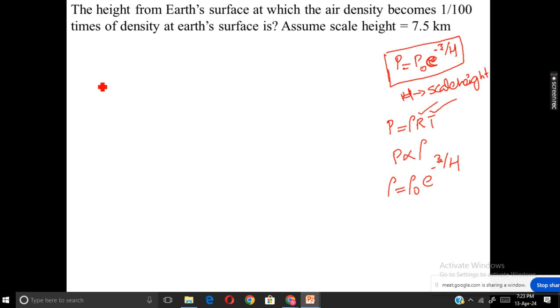So here in this question, we have to find the height from Earth's surface at which the air density becomes 1 by 100 times the density at Earth's surface. So density at Earth's surface is basically rho 0.